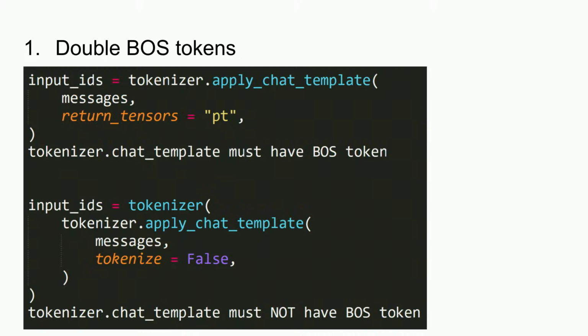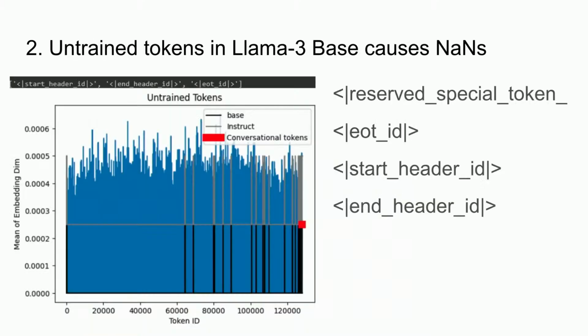A very easy way to check if you have double BOS tokens is to use the apply chat template from Hugging Face. If you do the first one, your chat template must have a BOS token, otherwise it won't add it. Llama 3 does require a BOS token. If you do the second one, you're actually having 2 BOS tokens, so please do not add a BOS token to the chat template.